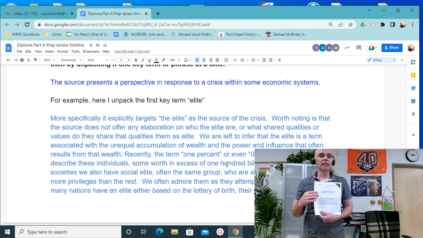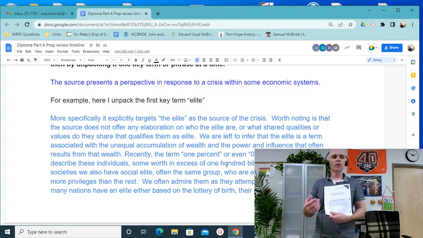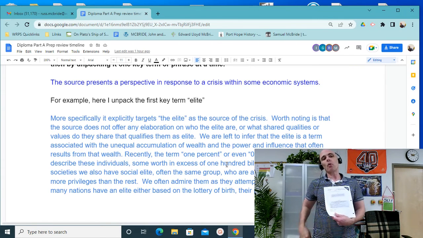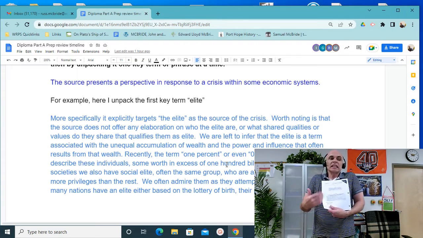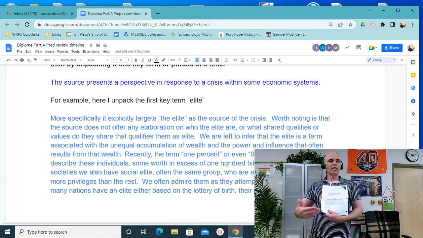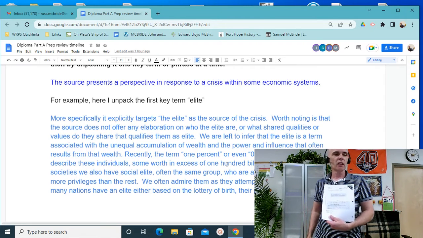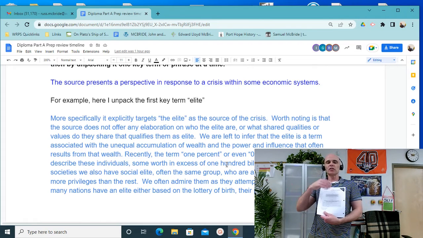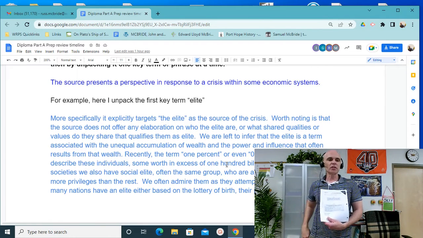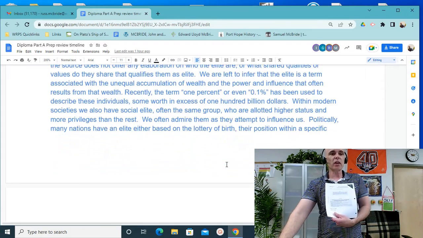We can infer that the elite is a term associated with the unequal accumulation and distribution of wealth and power, an influence that often results from wealth. Recently, the term 1% or even the 0.1% has been used to describe these elite individuals, some worth in excess of $100 billion. Within modern societies, we often also have a social elite, people that we admire, with a lot higher status and more privileges than the rest. We often admire them as a result of the social influence that they offer us.